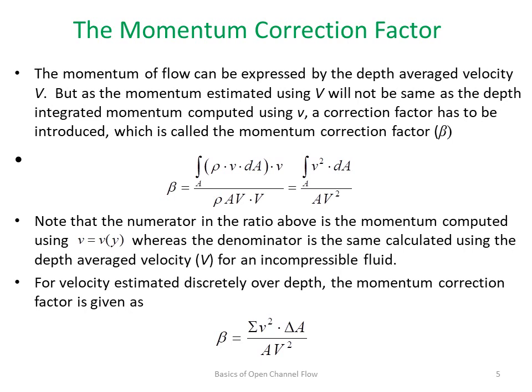Beta is of course the ratio of the actual momentum, which is estimated by the depth varying velocity component small v, by the momentum estimated using the depth average mean velocity, capital V. Here you can see that the numerator gives you the correct momentum of flow, which is estimated using small v, and the denominator gives you the momentum which is estimated by using mean velocity, capital V.